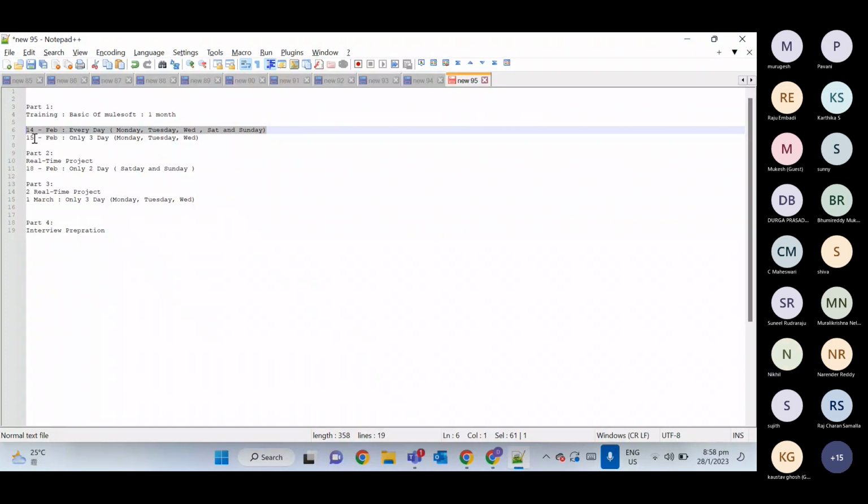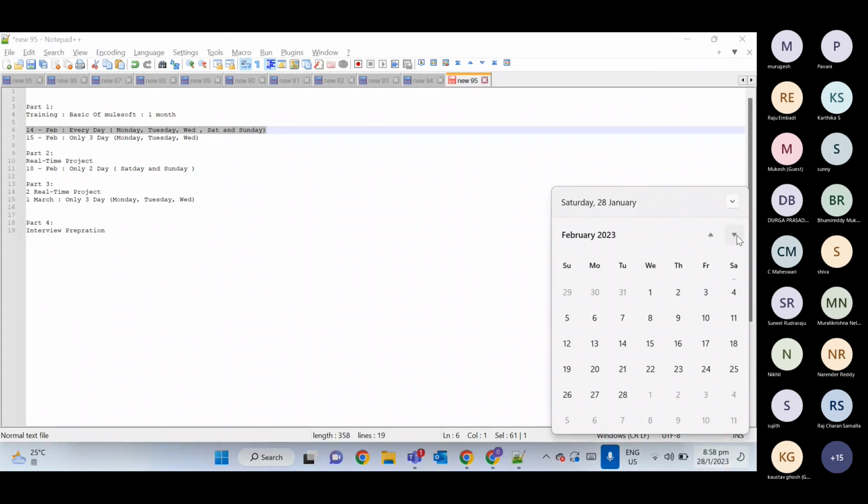From 15th Feb, only Monday, Tuesday, Wednesday, we will have training. Since next Saturday and Sunday will be 18th, every Saturday and Sunday we will start working on the real-time project: 18, 19, 25, 26. So on these weekends we will start working on the real-time project, and on weekdays, the basics.